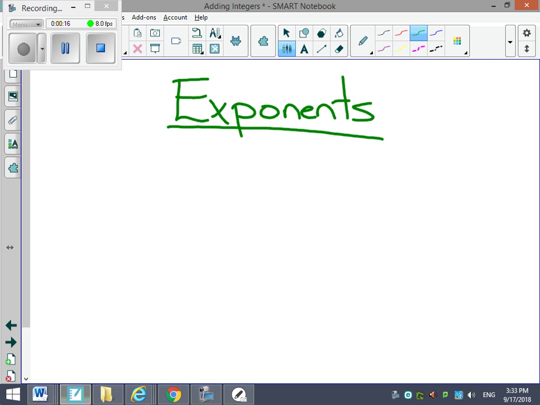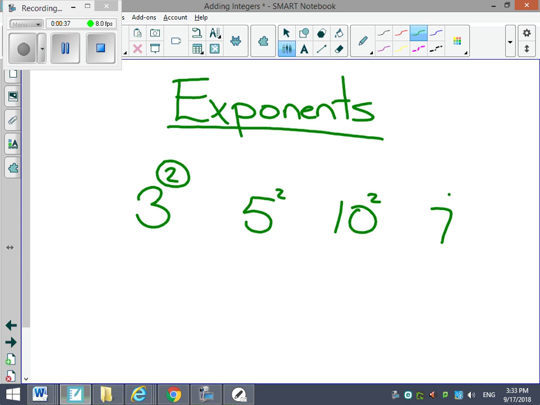Anyhow, an exponent: you have a base number, I'm going to use a 3, and an exponent number. The exponent is this number up here. It's always a smaller version of a number to the top right-hand side of a number. So you could have 5 to the power 2, or 5 squared. You could have 10 to the power 2. You could have 7 to the exponent 3. There are all different ways, but what you need to know is what these mean.